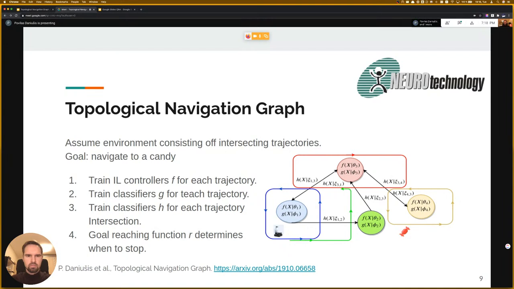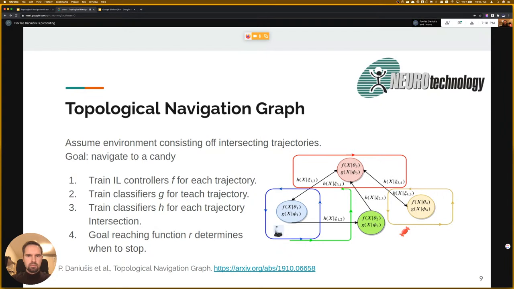But obviously, it is not enough for an entire goal-driven navigation system. Additionally, what we need are classifiers. The first set of classifiers, G, allows us to topologically localize the robot within these trajectories. The classifiers assign a given input image to the trajectory to which that image belongs.